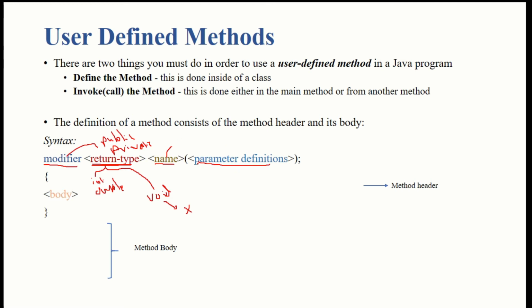Now you can send some values to the method that it needs in order to do its task, and these values, stored in variables, we call parameters. You can put as many parameters as you want, and you have to mention the type of the parameter and the name of the parameter. Then you open a bracket and close the bracket, and this is the code for the method.